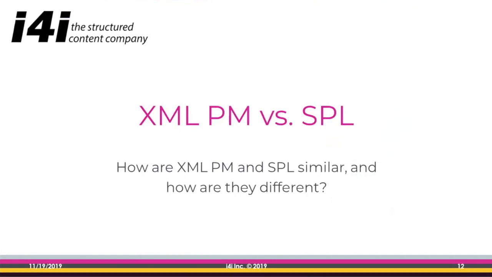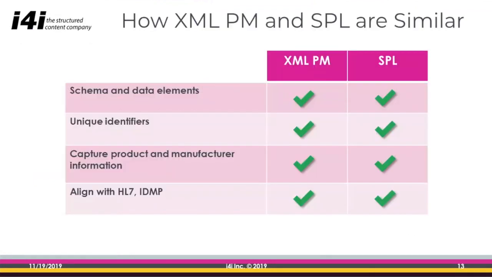So since both XML PM and SPL follow the Health Level 7 SPL standard, let's take a look at the similarities and differences between them. Both XML PM and SPL documents utilize the schema data elements. Schema is what defines the rules of creating a document. Both XML PM and SPL use unique identifiers for the different terminology and capture product and manufacturer information within the document. And finally, the XML PM aligns with the Health Level 7 and IDMP standards, which the FDA also aligns to.